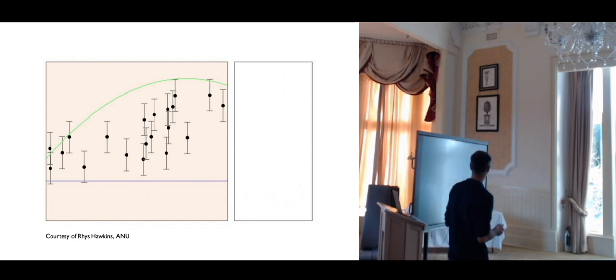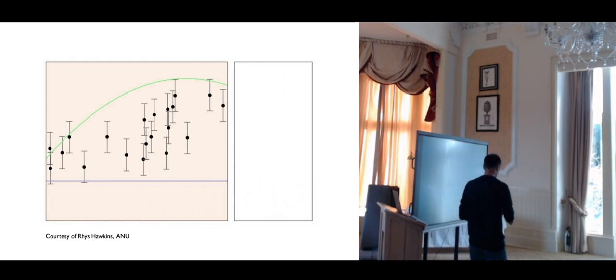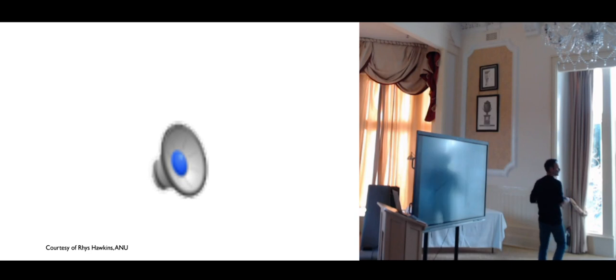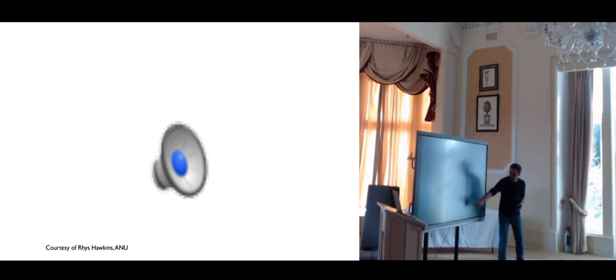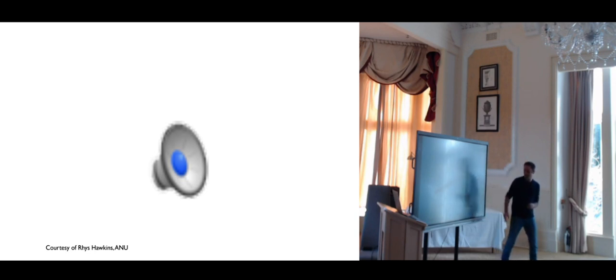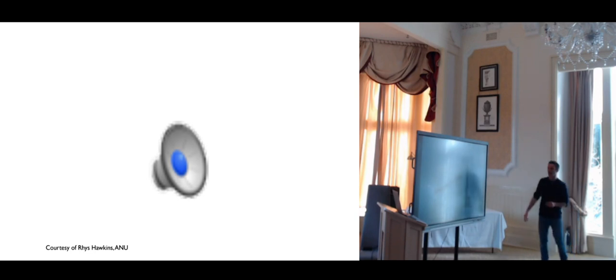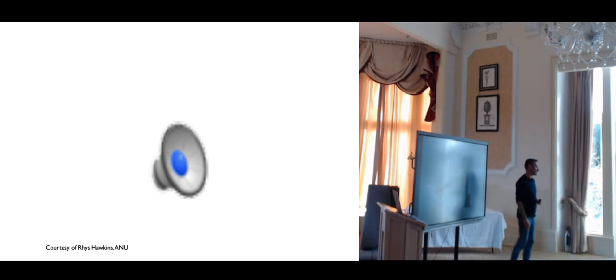And we can sample this distribution, and this is a movie that Rhys Hawkins, who's now at ANU, has done. Here is the sampling, a movie where you see that we are trying a lot of different functions to fit the data. And here you see the probability distribution for the order of the polynomial. So here constant is very poorly sampled. And here we have a linear function and a quadratic and a cubic function. You see that the most probable function here is a linear function.